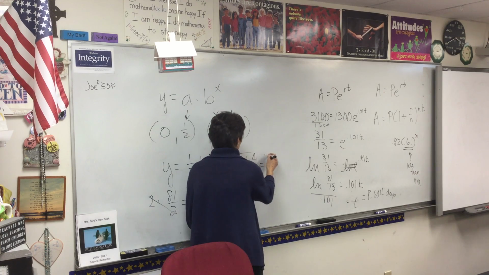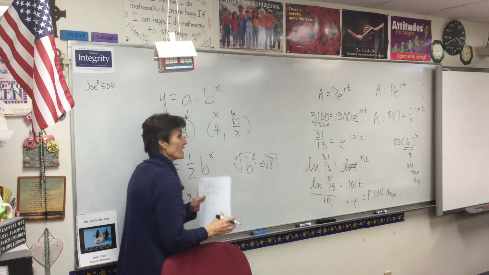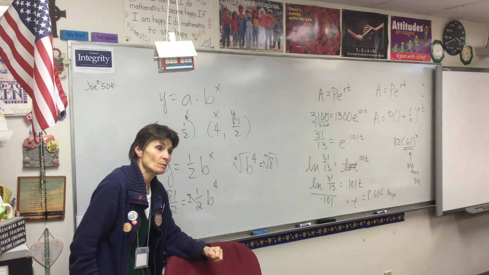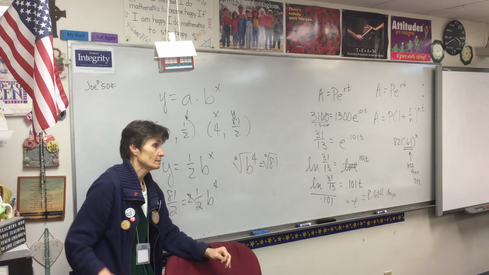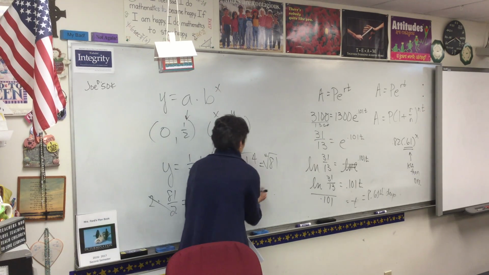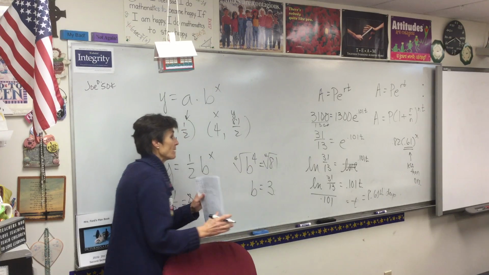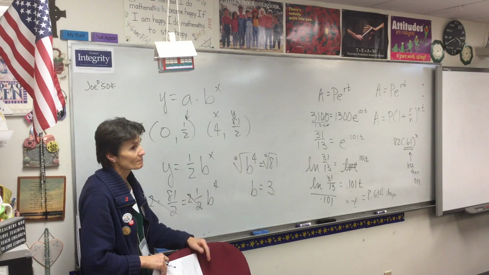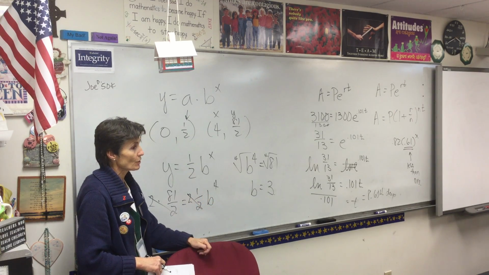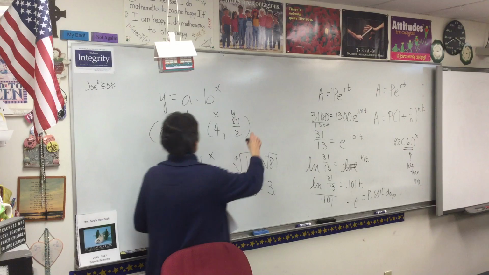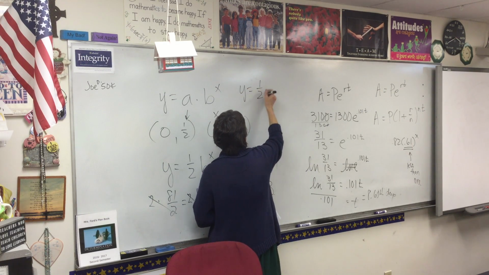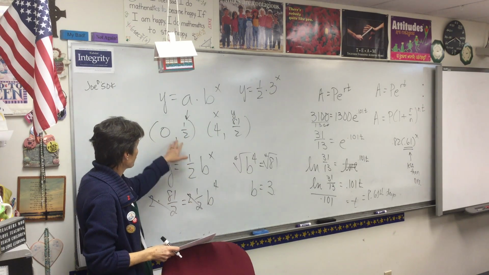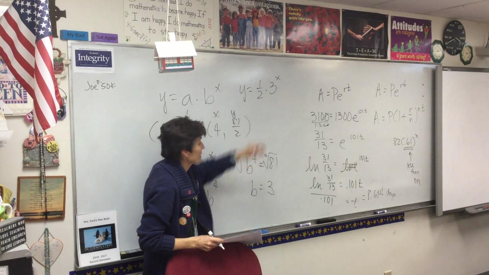You need to know, or be able to figure out without a calculator, what times what times what times what gives you 81. 3. Because I'm not going to give you some big freakish number on a no calculator card. It's going to be something small that you should know. So don't forget to write the answer: y equals 1/2 times 3 to the x. A was 1/2, B was 3.